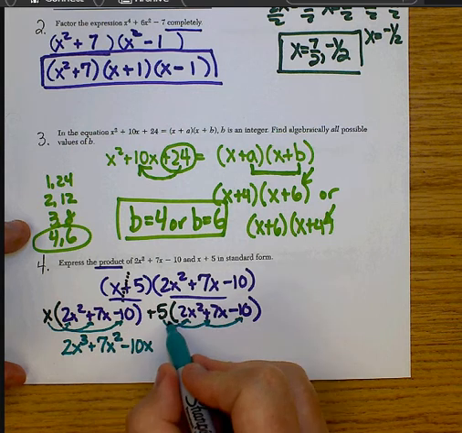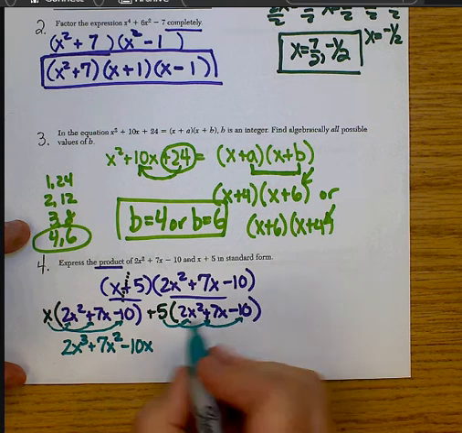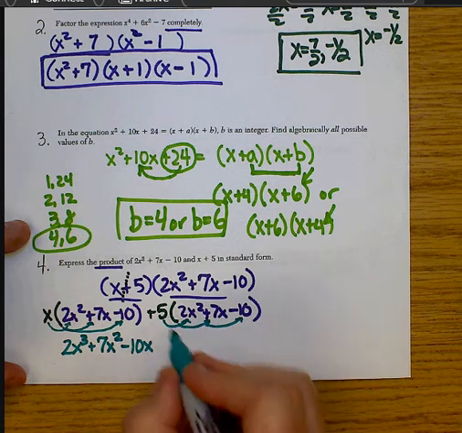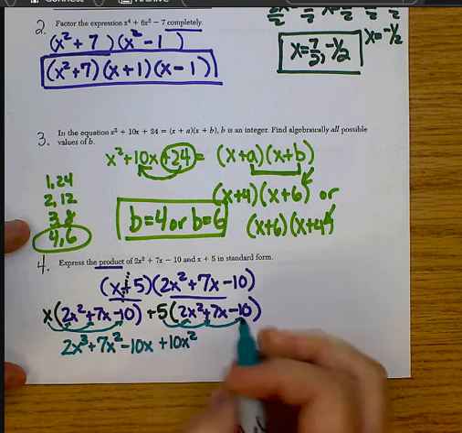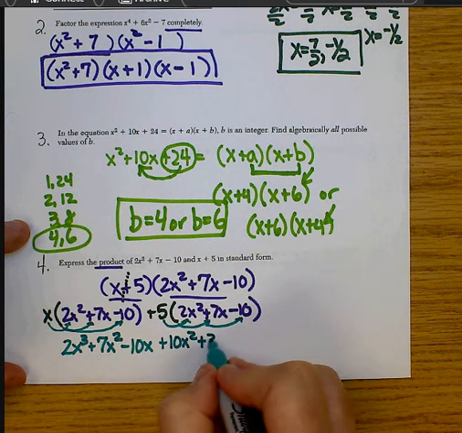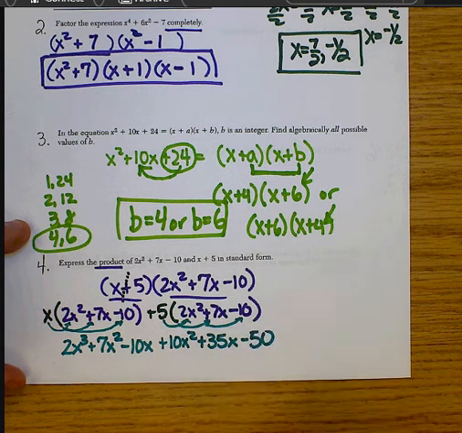The next polynomial, I'm going to distribute the 5 through. So all of the variables will stay the same. The coefficients will just be multiplied by 5. 5 times 2, 10x squared. 5 times 7, plus 35x. 5 times negative 10, minus 50.